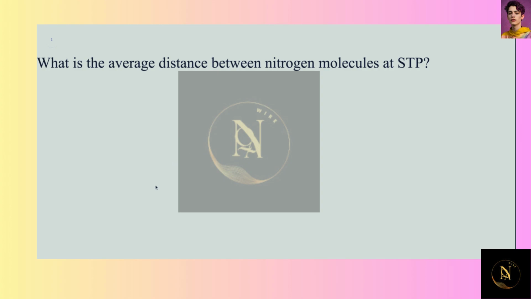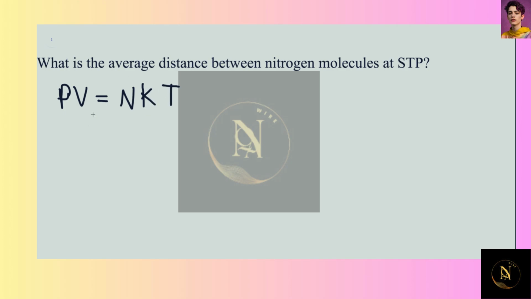What is the average distance between nitrogen molecules at standard temperature pressure? So we are going to start off from the ideal gas law. Pressure times volume, so PV is equal to number of molecules, Boltzmann gas constant times temperature.